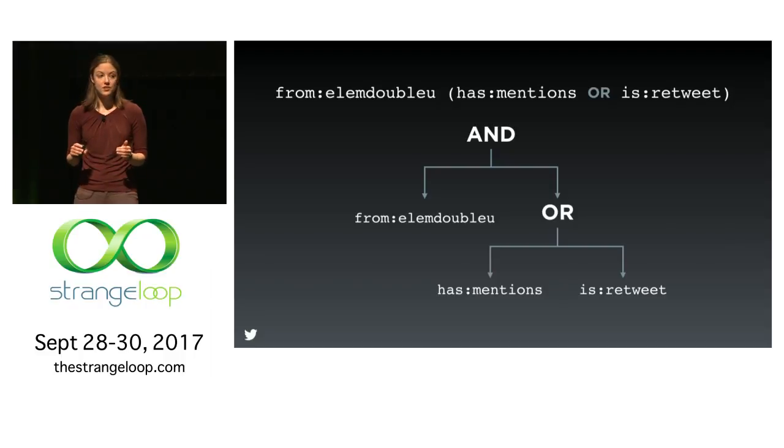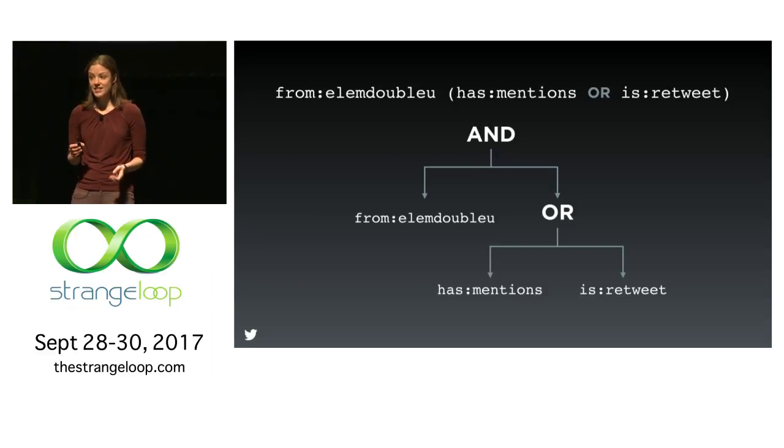But for an OR clause, you have to index every term in there, because any one of those being true results in the entire OR being true. So for it to follow logically that if the rule is true, the index is also true, you need to index everything that's in the OR. In this case, we could index has mentions and is retweet.